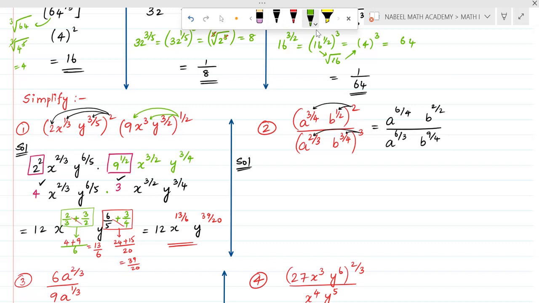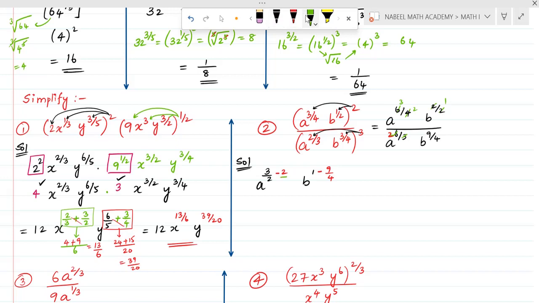So what simplification can you do here? This is common, so I write it here 3 over 2 and this cancels 1. Here you will have cancelled 2. So what is the remaining part you have? It is a to the power 3 over 2 in the numerator. If you bring this 2 to the numerator, it will become minus 2. And here b to the power 1, if you bring it to the numerator, you will get minus 9 over 4. Now how will you simplify this one?